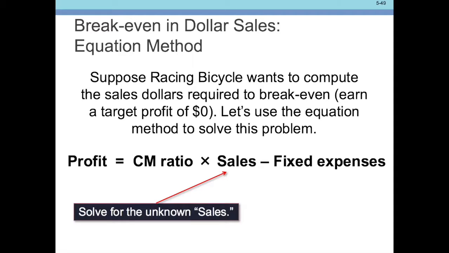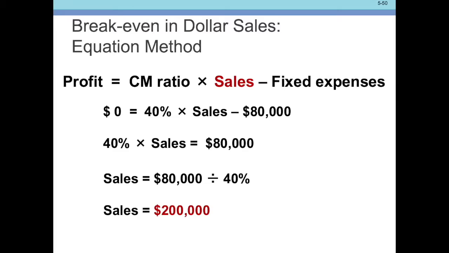So suppose a racing bicycle company wants to compute sales dollars required to break even, or earn a target profit of 0. So we use contribution margin ratio times sales. So instead of quantity, which would be 400 bikes, we use sales. And so when we look at this, we find that profit equals contribution margin ratio times sales minus fixed expenses. So it's 40% of sales minus $80,000. So we have $80,000 divided by 40%, or $200,000 in sales. 400 bikes, $500 a piece, $200,000. So you can either get the 400 bikes or you can get the $200,000, depending on which answer helps you the most. So let's take that one step further.